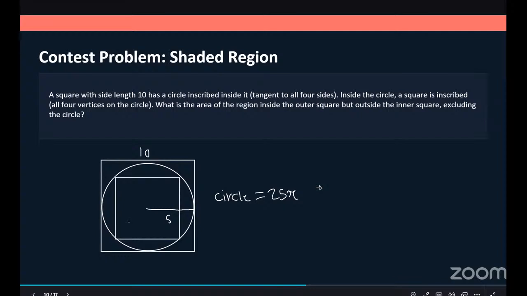So we want the region inside the big square but outside the inner square, excluding the circle. So we can subtract the circle and the inner square. Once you simplify, you should get your final answer as 100 minus 25 pi.